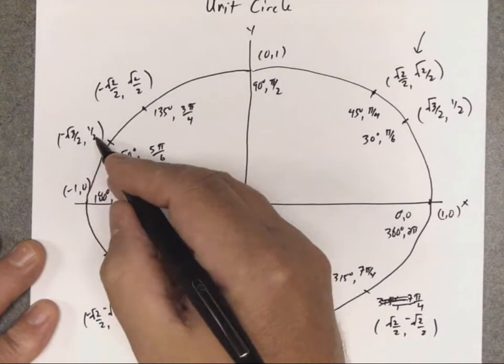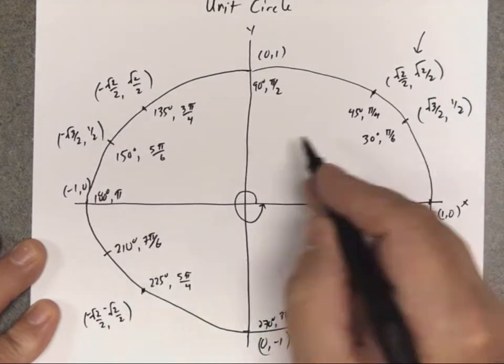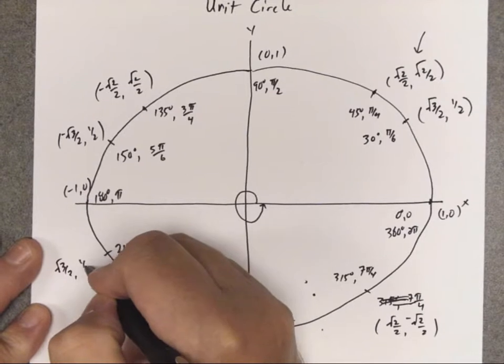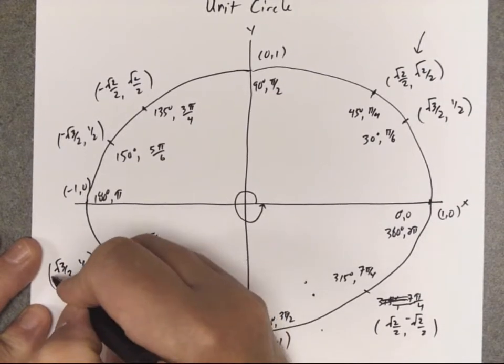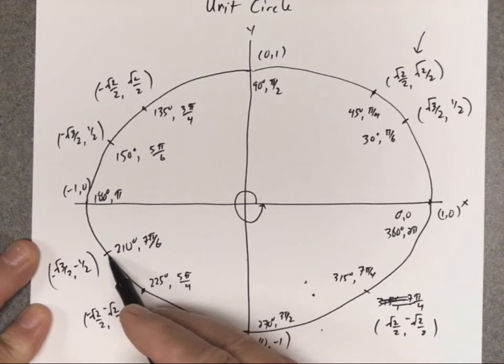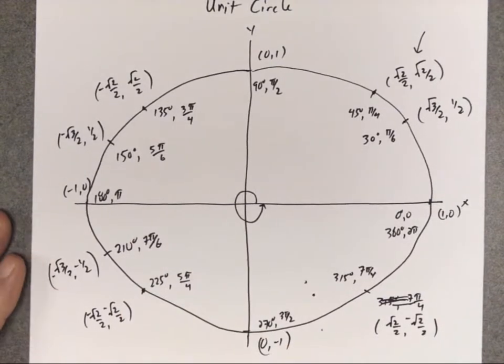How about the x and the y? It's the same as these 2 points here. Square root of 3 over 2, 1/2. Except now they're both negative, right? Because in this third quadrant, both x and y are negative.